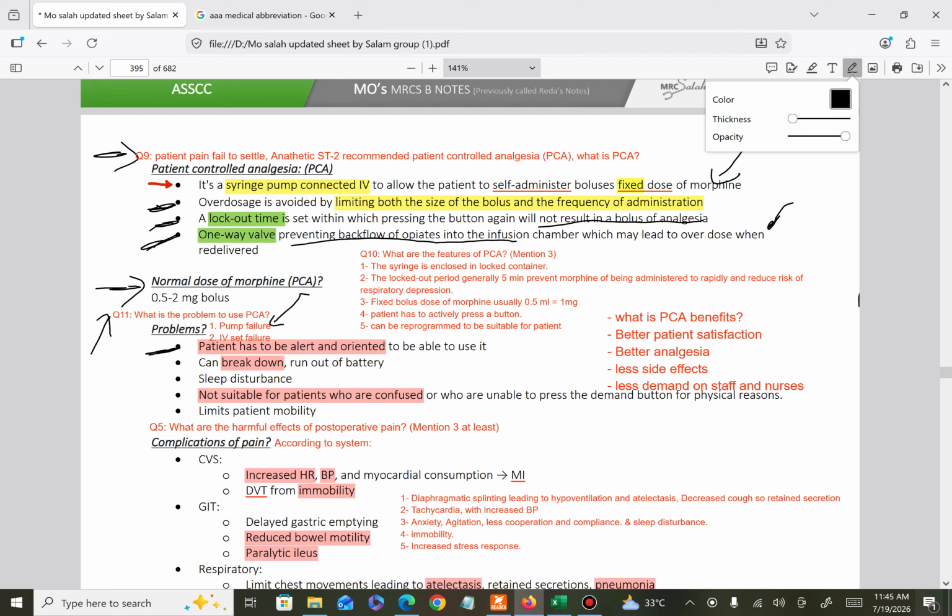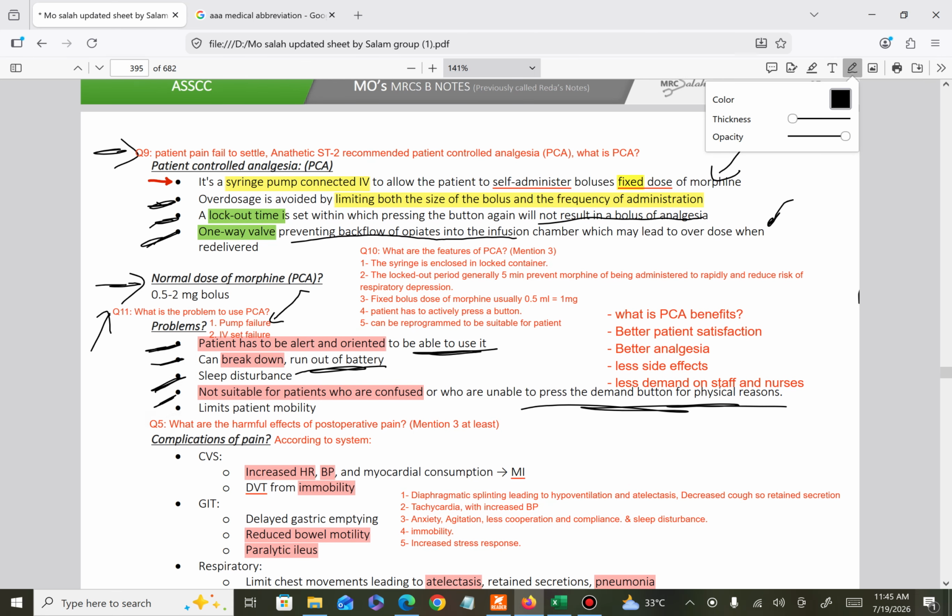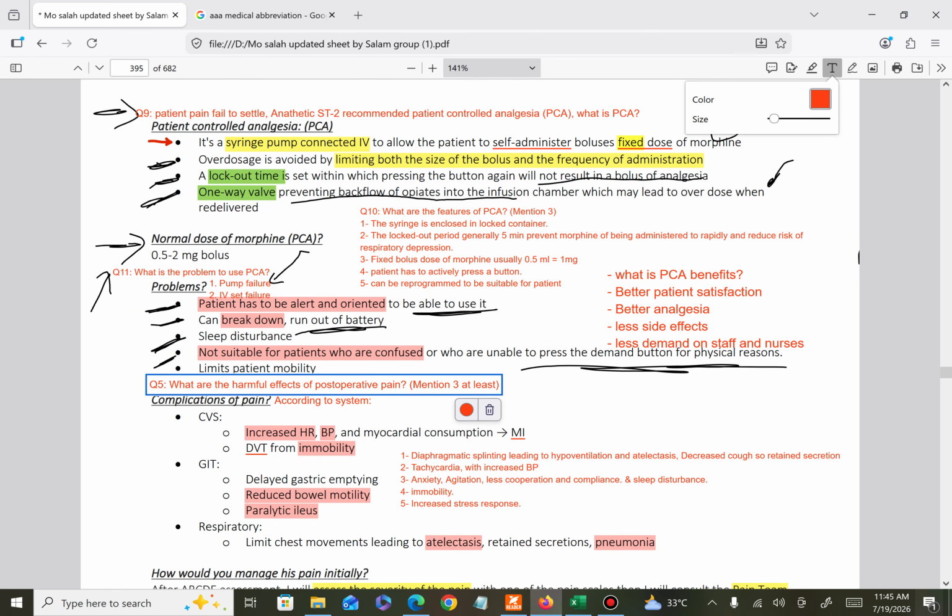Patient has to be alert and oriented to be able to use it. It can break down, run out of battery, cause sleep disturbance, and is not suitable for patients who are confused or unable to press the demand button for physical reasons. It limits patient mobility. Okay, so these are the problems with using PCA, patient-controlled analgesia.